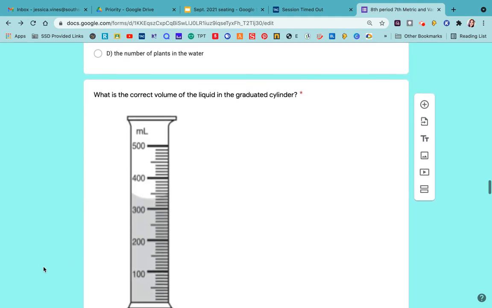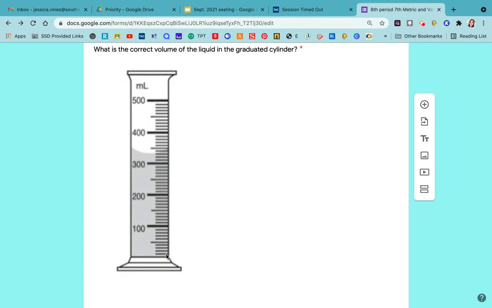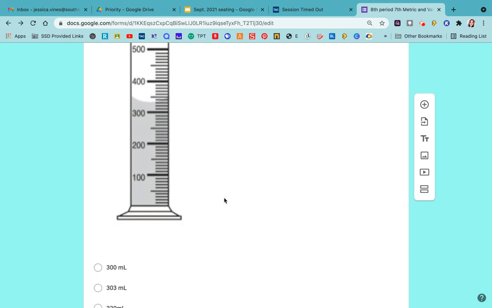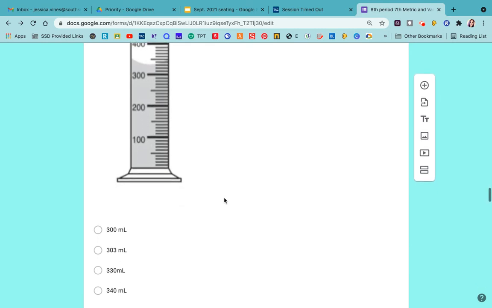What is the correct volume of liquid in the graduated cylinder? Remember to check your measurements for each line. Then you decide, is it 300 milliliters, 303 milliliters, 330 milliliters, or 340 milliliters?